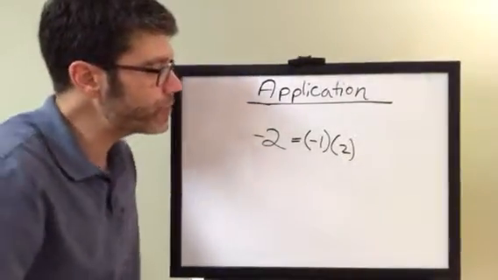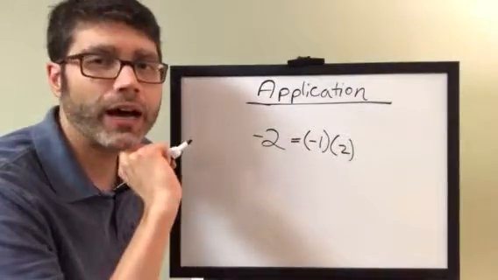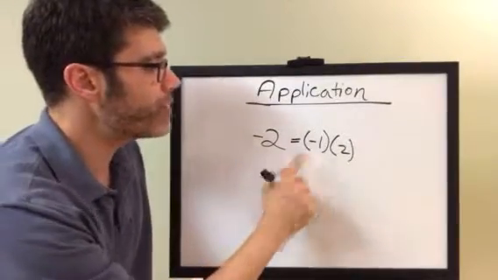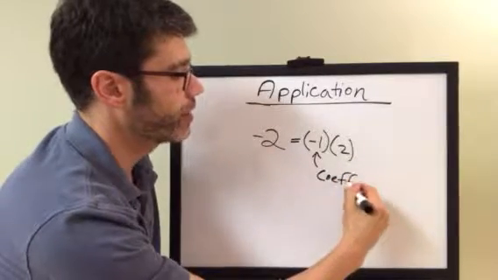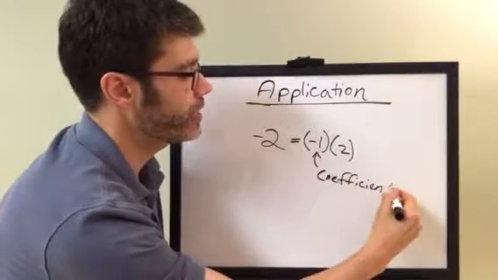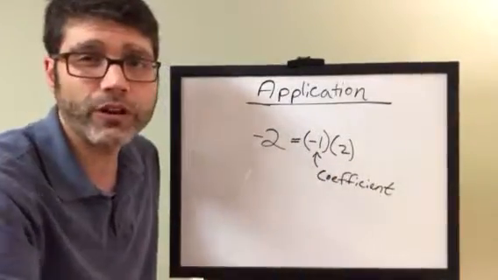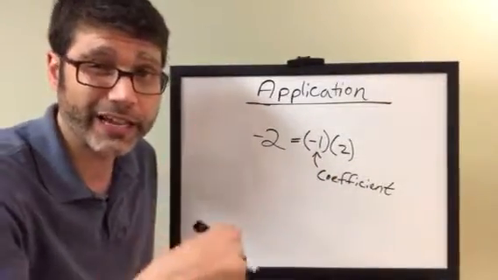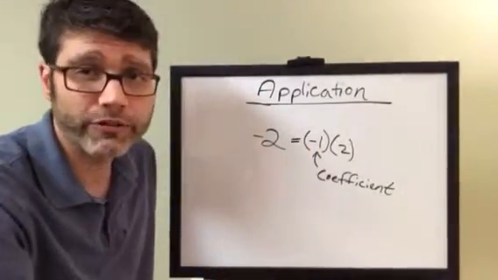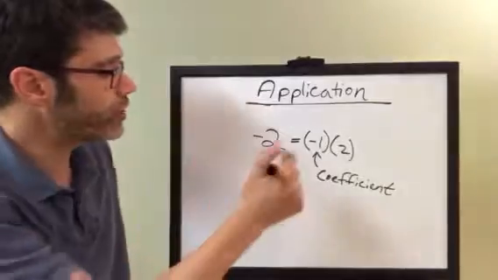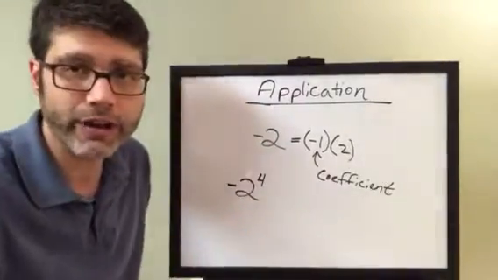So remember what we said before in terms of coefficients? Why don't we think of negative 1 here as a coefficient for a second? If you are unfamiliar with what a coefficient is, we went over some of the vocabulary in a prior video. So let's think of negative 1 as a coefficient. Let's go back to this negative 2 to the fourth power now for a second.